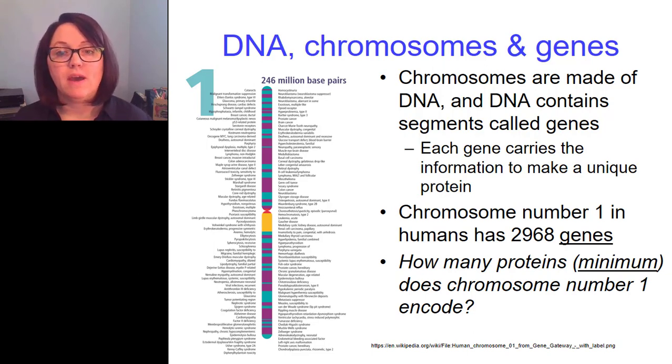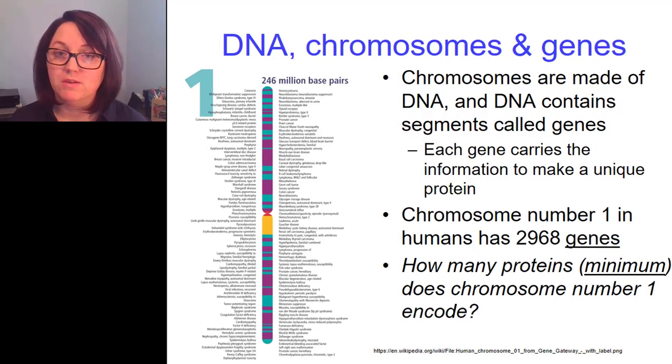So knowing that a gene carries the information to make a protein, if chromosome number 1 has 2,968 genes, how many proteins do you think it can make? If you said at least 2,968, you're correct. In reality, it can make more than that because sometimes one gene can make more than one protein.